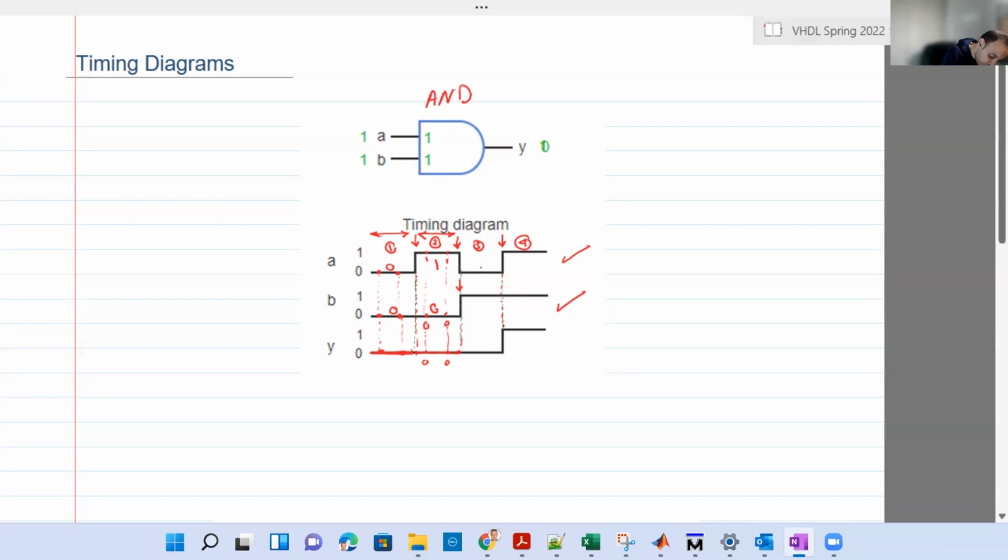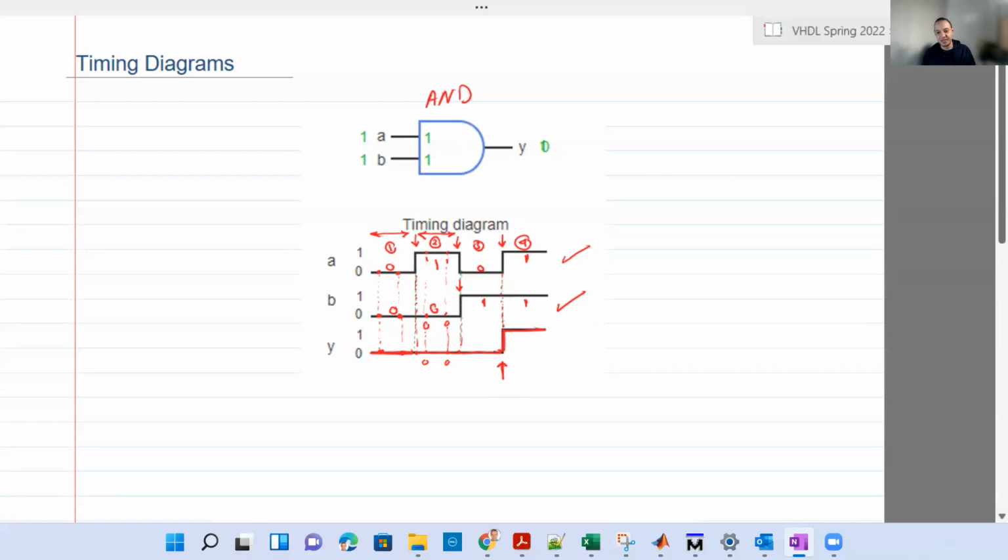Third division. Now A is 0 and B is 1. Still the same concept because this is an AND gate. So basically you're going to have also 0. Finally, in the fourth division, A is 1, B is 1. Since this is an AND gate, Y will be 1. At that instant of time, Y changes from 0 to 1. So basically, you connect them like this.